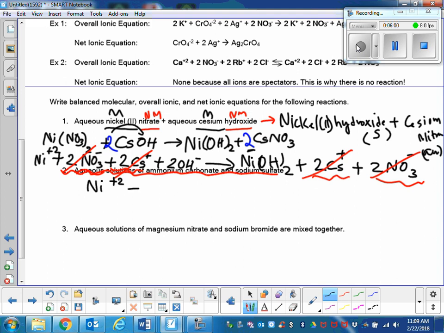Nickel plus 2, hydroxide minus gives me nickel OH2. This final equation is called a net ionic equation. What is this called? It's called a net ionic equation. And if given a reaction like this, you should be able to write a net ionic equation for that reaction.